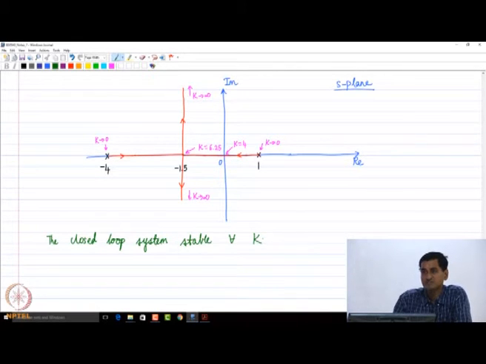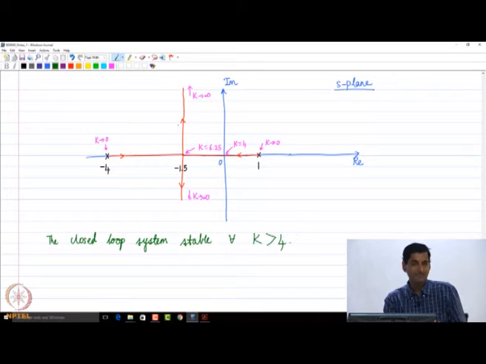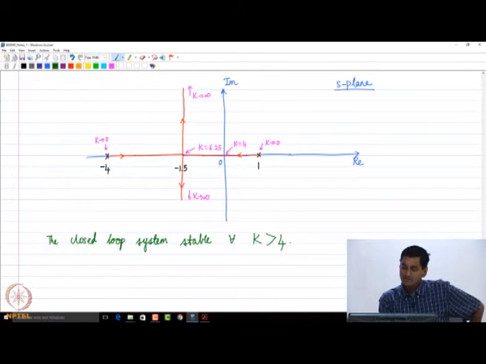When is the closed loop system stable? K greater than 4, right. Why? Because you see that one branch of the root locus is always going to be in the left of the complex plane, the one starting from -4. But another branch which starts from +1 migrates into the left of the plane only after K is greater than 4. So, you need all the closed loop poles to be in the left of the complex plane, right.